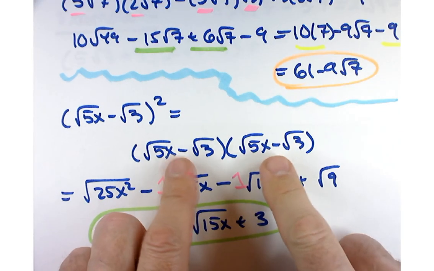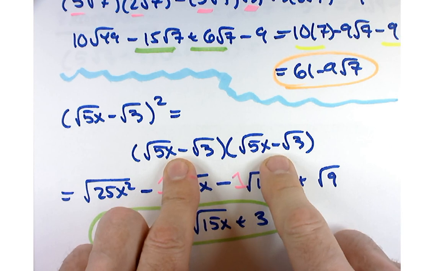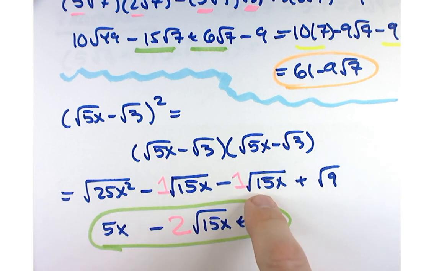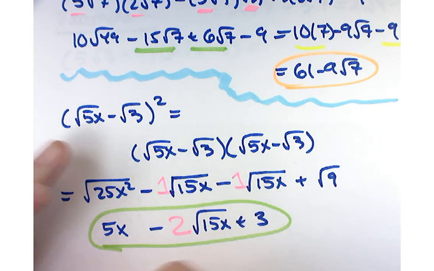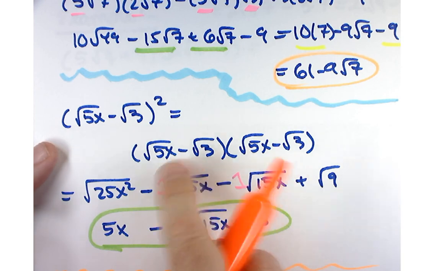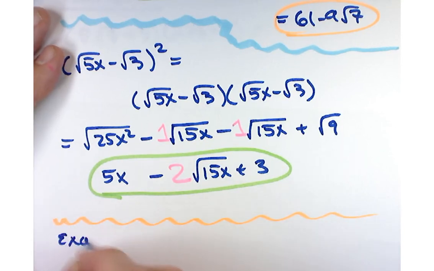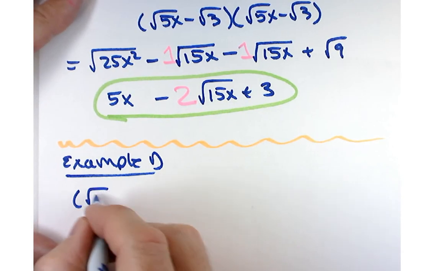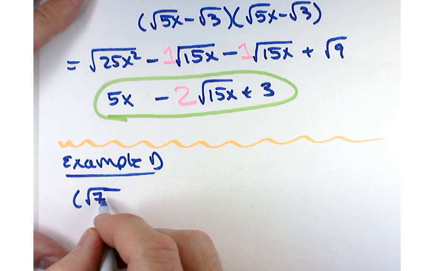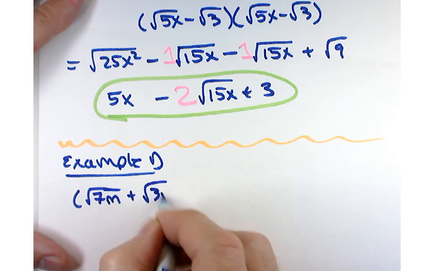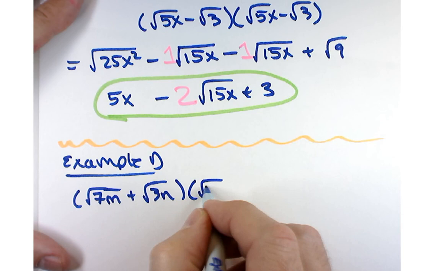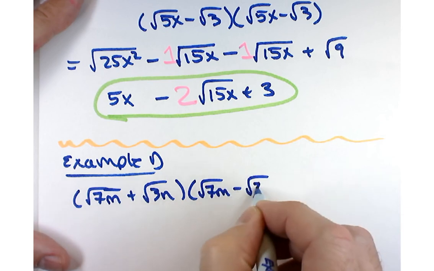In this example, these two terms had the same sign. And I didn't get any nice cancellation there, so that I got some further simplification of this expression. But what if these had different signs? So for example, let's do example D here. What if I had square root of 7m plus square root of 3n times square root of 7m minus square root of 3n?